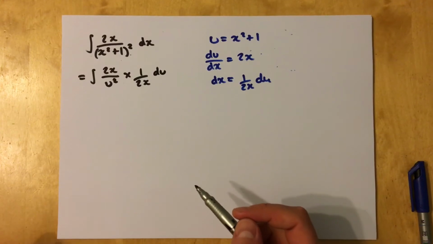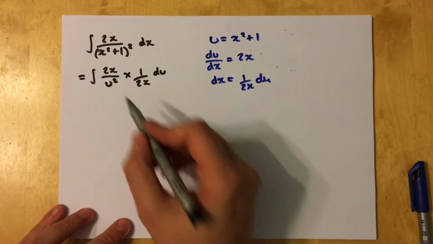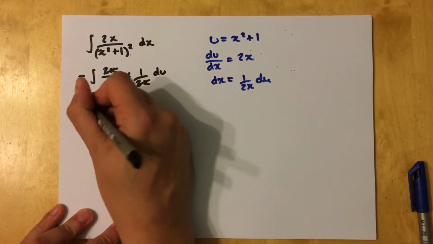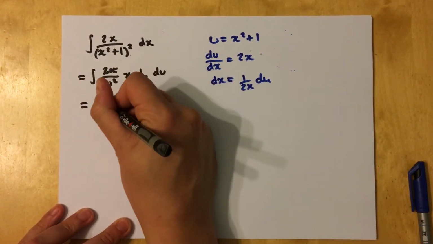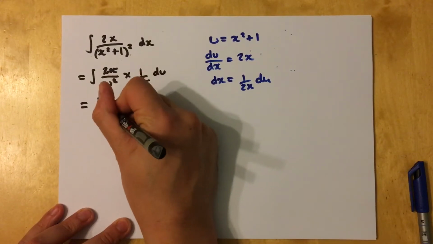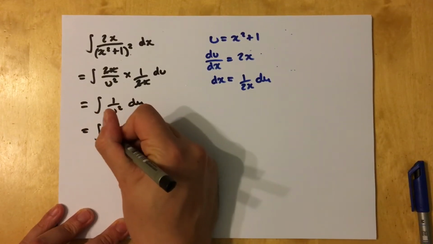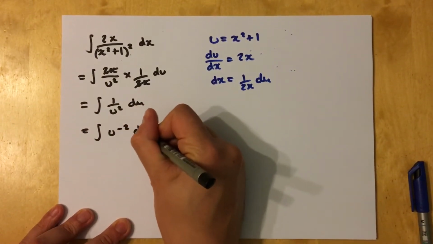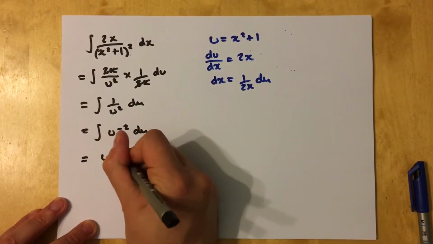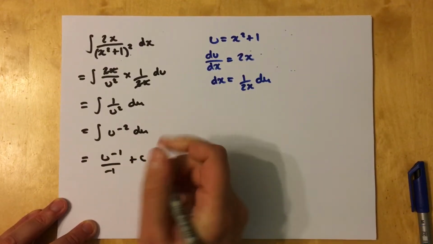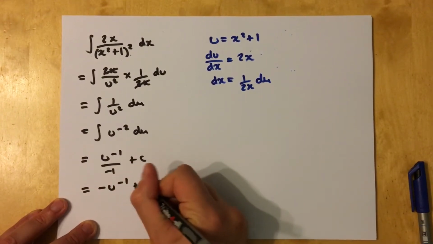It's like when we were doing the last video when I said things start cancelling down, it's a sign we're on the right track. Similar kind of thing here, the 2x's cancel down. So what we end up with is just the integral of 1 over u squared with respect to u. So if I were to integrate that now, I'd write that as u to the power of minus 2 du. So integrating that, I'm going to add 1 to the power, I'm going to divide by the new power. So we end up with minus u to the minus 1 plus c.